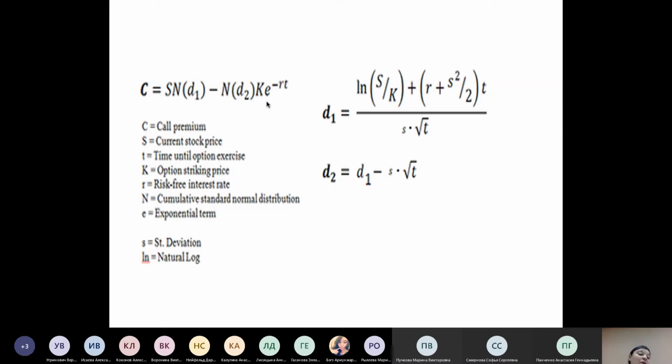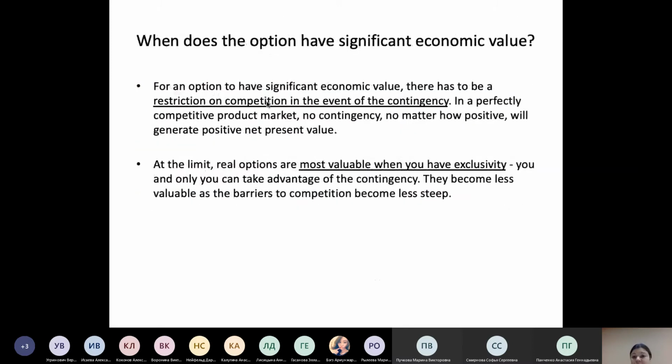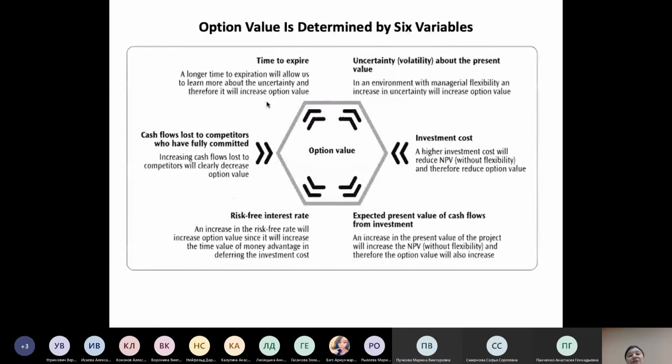As for our risk-free rate R, it is the same for our real option. As for the time until option exercise, it will be the time of possessing the license for the patents. Let's return to our option values determined by 6 variables. To tell the truth, all the parameters which will be used in our future calculations are presented on this graph.